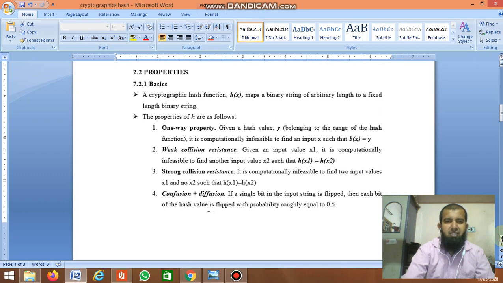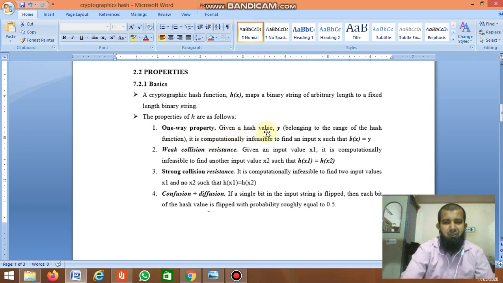Next, what are the properties of hash functions? A cryptographic hash function h of x takes an input and gives an output. It maps a binary string of arbitrary length to a fixed length binary string. The input is of arbitrary length, the output is of fixed length. What are the properties of a hash function? They are as follows. The first property is the one-way property.